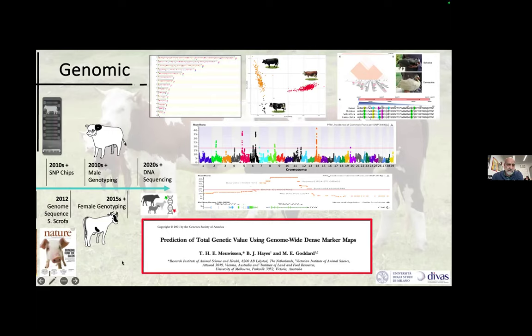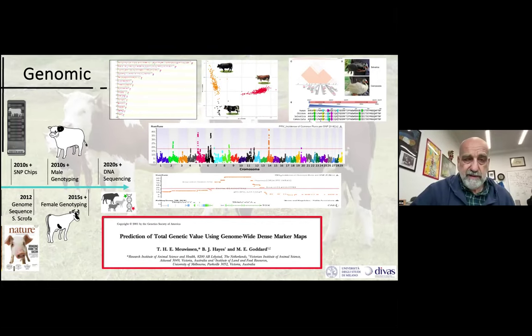A change of paradigm came from Theo Meuwissen, Ben Hayes, and Mike Goddard in 2001, 8 years before the sequencing of the cattle genome: prediction of total genetic value using genome-wide dense marker maps. That changed the paradigm, because the genomic EBV means that we can calculate the expected performance of the progeny of an individual right at the birth of this individual. So we can genotype, we can calculate the genomic EBV, and this is very accurate information. Starting from 2010, the genomic EBV became a reality in all species, pigs, chicken, cattle, as soon as the whole genome sequence was available. And that's now the reality. Is it working? Yes, it's working.